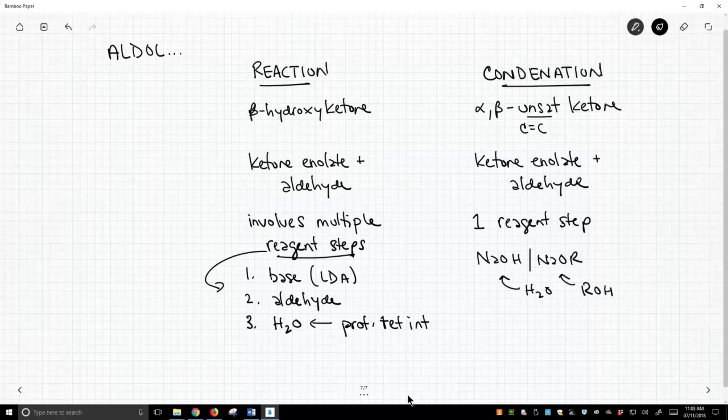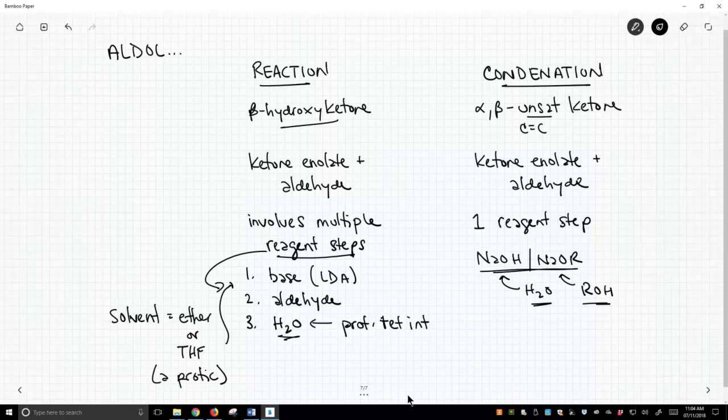Note that our solvent over here, because we use a really strong base like LDA, is going to be ether or THF. In other words, aprotic. Because we have protic solvents in the aldol condensation, we don't need a separate tetrahedral intermediate step. Therefore, we form the beta hydroxyketone in the presence of leftover base, and we continue on to this alpha beta unsaturated ketone. We end up losing water from the beta hydroxyketone.